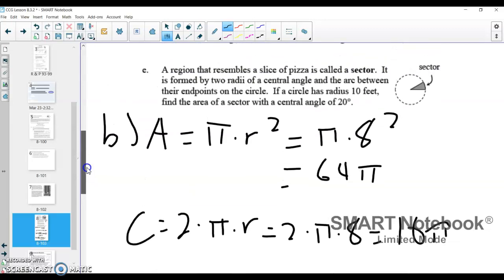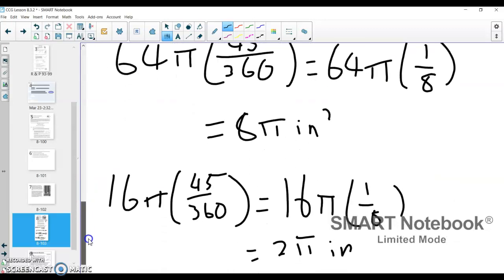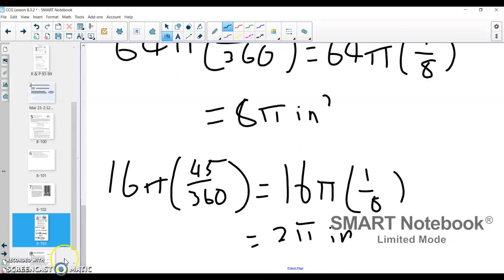It's this idea that you take the total area, multiply it by the portion, or you take the total circumference and multiply it by the portion that you're looking for.